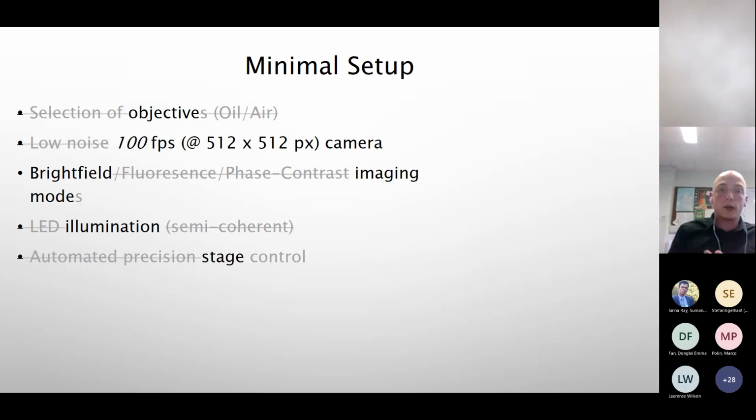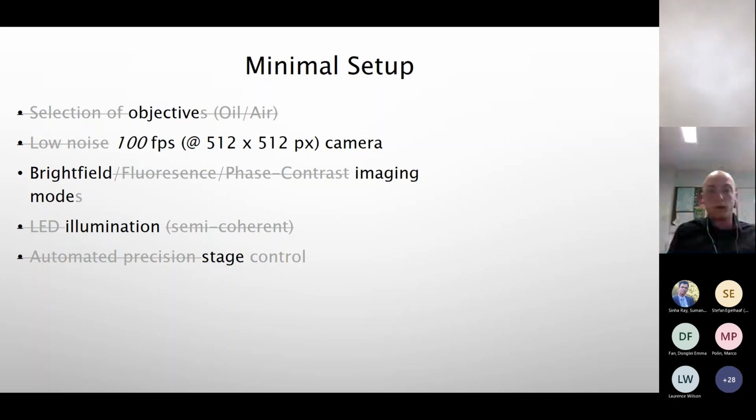However, this isn't actually what you need to do DDM. This is more powerful than what you need. So as long as you have an objective and a camera which can do a decent frame rate, usually 100 frames a second is fine. LMM had 40 frames a second. You don't necessarily need different imaging modes, but you get the different advantages. And you definitely don't need coherent illumination or a fancy stage. If you've got any of this, you can do DDM.